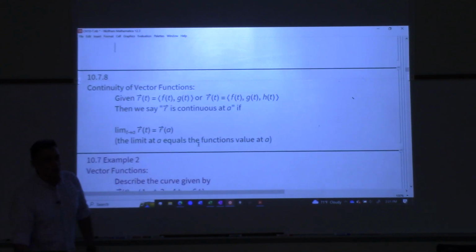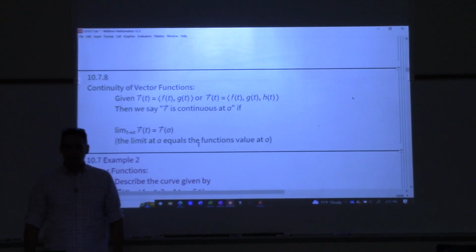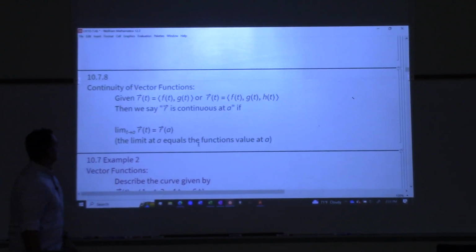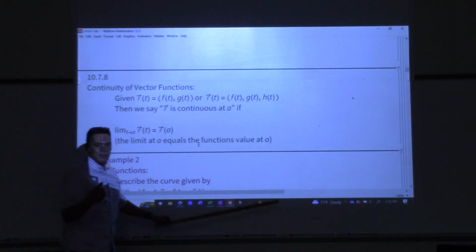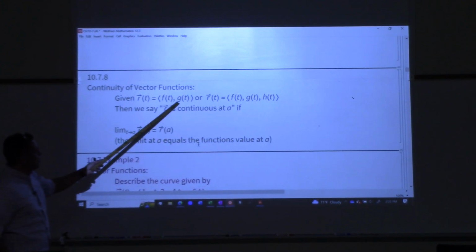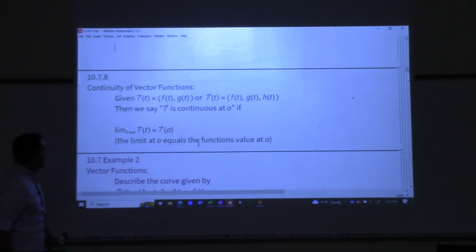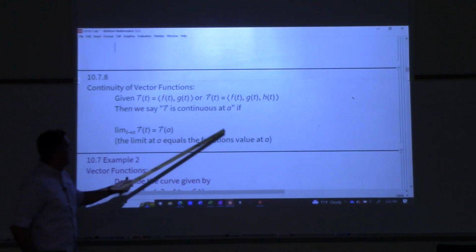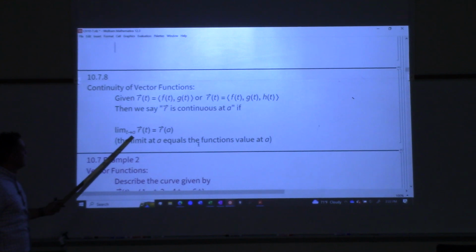All right, continuity. That was the next thing in Cal 1. We talk about limits, and then we talk about continuity of a function. So continuity of vector functions. Given a vector function, whether it be two-dimensional or three-dimensional, then we say r is continuous at some point a if the limit of the vector function equals the value of the vector function at that point.